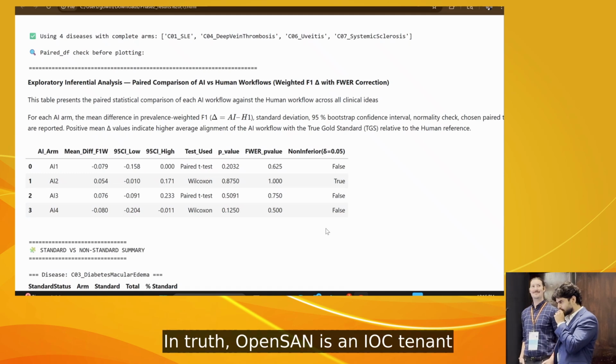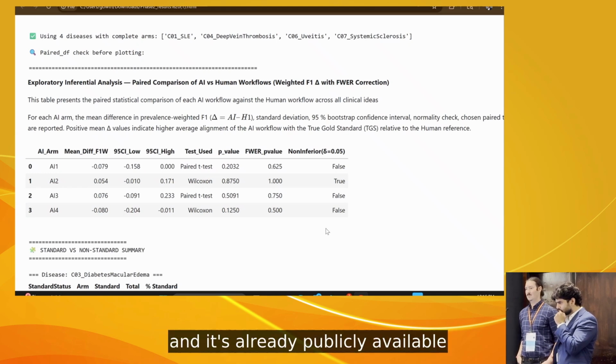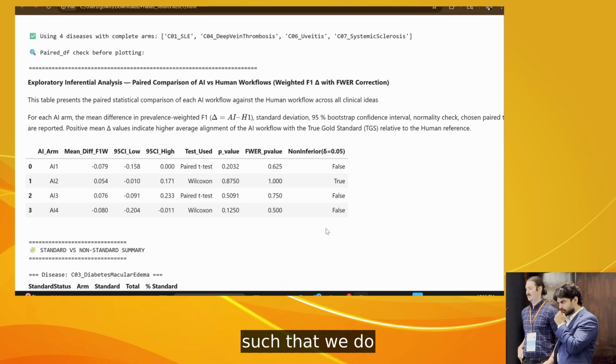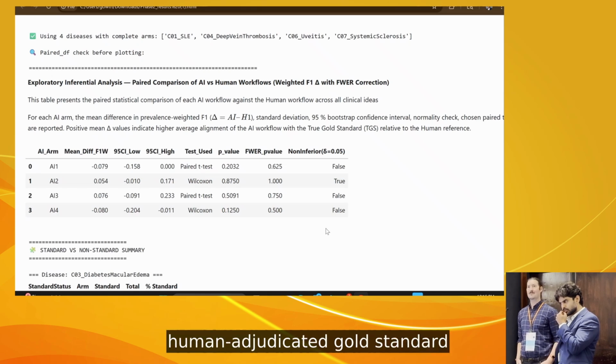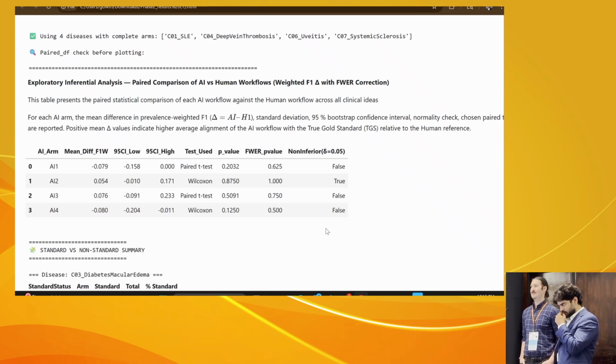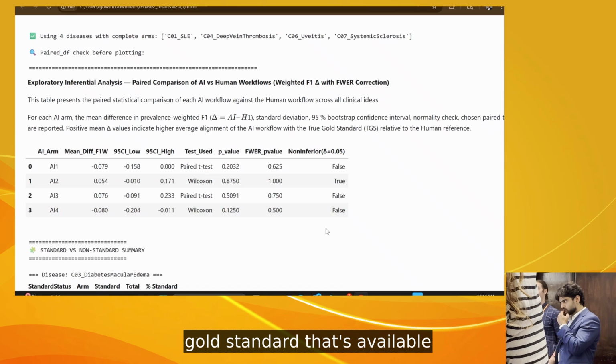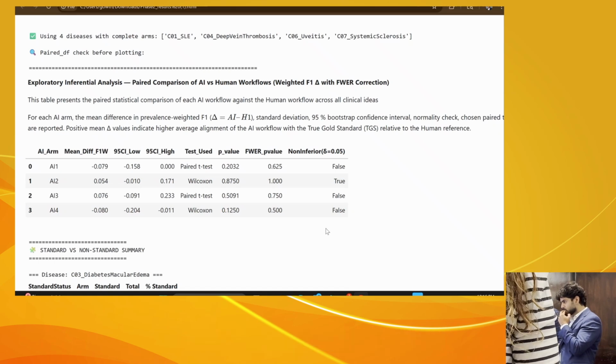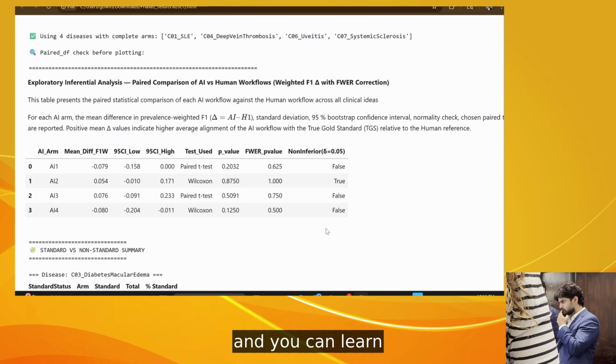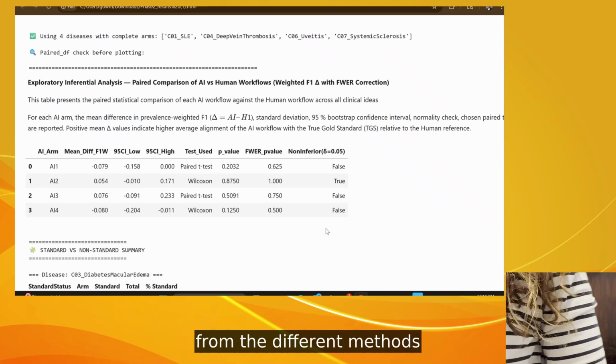In truth, OpenStack is in the IoT tenant, and so it is publicly available. We do now have a human-adjudicated gold standard. So if another LLM wants to develop and improve on it, there is a gold standard available for these 7 clinical ideas, 6 clinical ideas. And we can learn from the different methods.